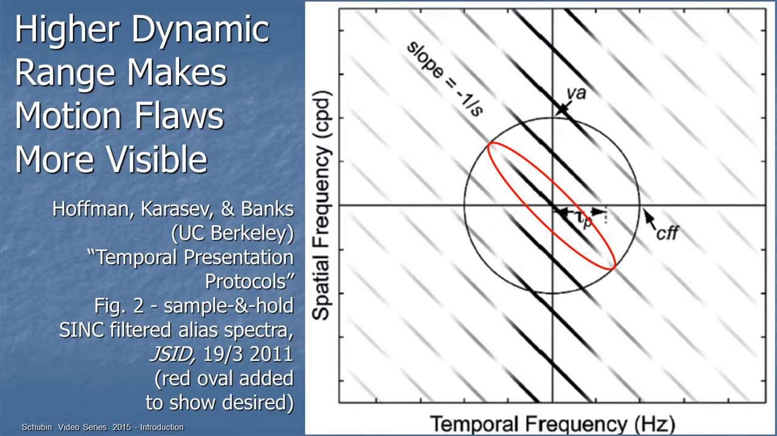And some of you who may have seen some high dynamic range demonstrations may have noticed that the motion judder, or the motion artifacts, seem to be much worse in the high dynamic range version than they are in the standard dynamic range. So another interaction that we have to deal with.